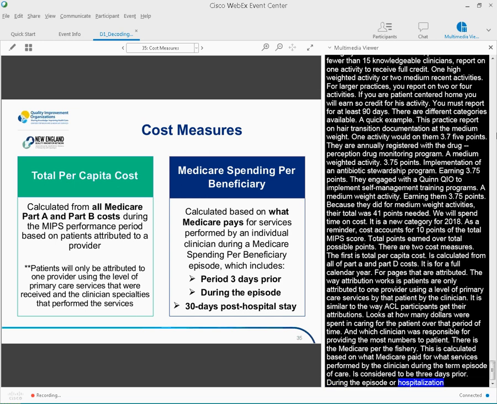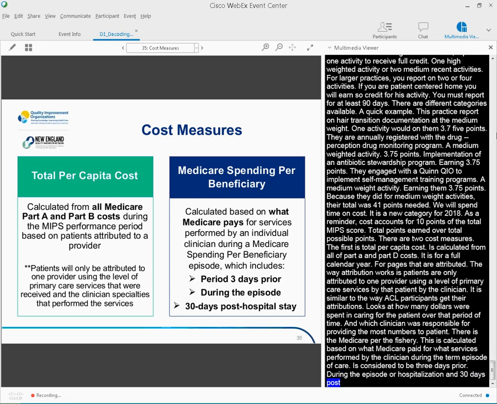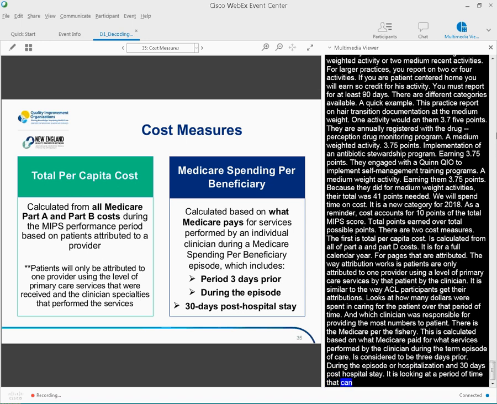So it's really looking at a period of time that could be anywhere from, let's say they were hospitalized for 2 days, 35 days, or up to 60 or more days if they were hospitalized for quite some time.